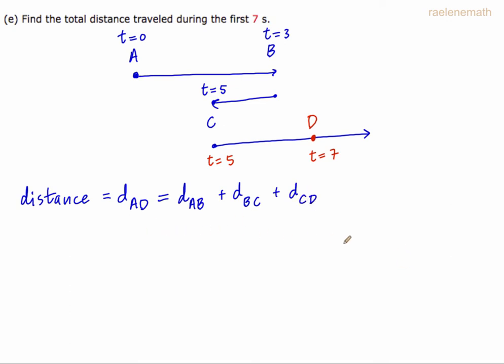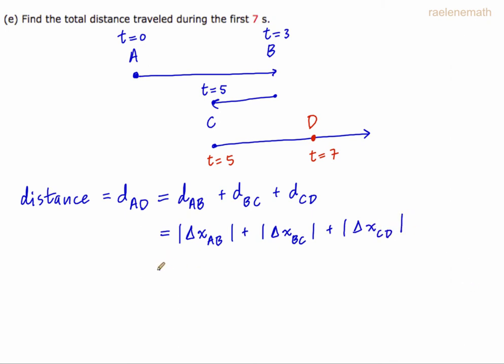And now we can see that distance is related to the displacement. If there's no change in direction, then distance is the absolute value of the displacement in between changes of direction. So the displacement is a change in x. And we're going to have a displacement from A to B, and then if we take the absolute value of that, that's the same as the distance from A to B. And then we have the absolute value of the displacement from B to C, and the absolute value of the displacement from C to D.